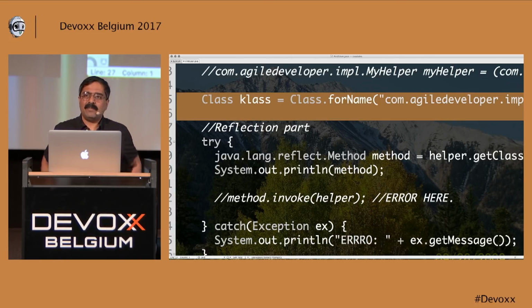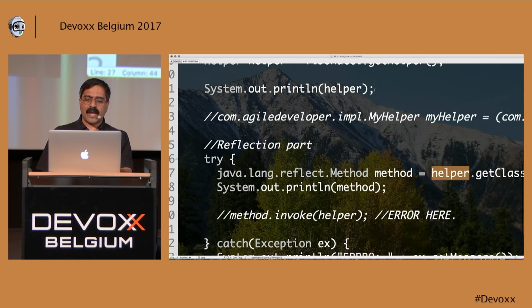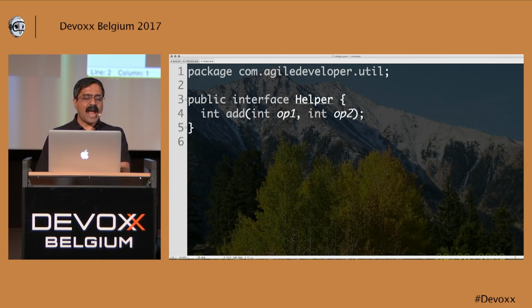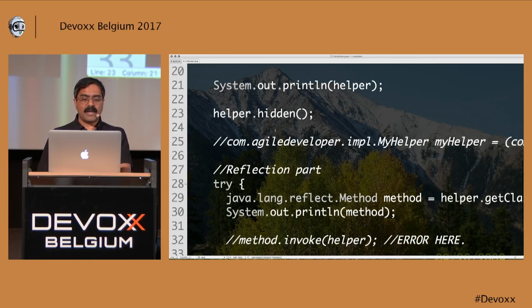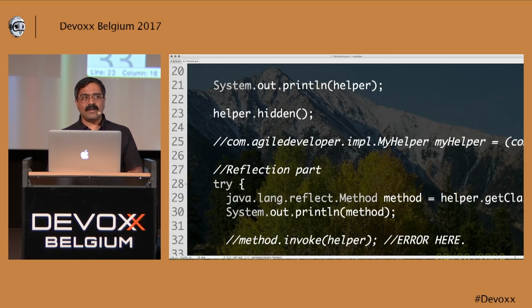If I cannot use it by the name, how do I call the methods on it, right? Here's an idea. I have this thing called Helper, so why don't I say helper.hidden? Well, not so fast. The interface Helper has an add method. It is implemented by MyHelper. I can call add because add is visible through the interface. The implementation is going to run it. But hidden is not visible through the interface. The code won't even compile now, right? Because the code doesn't know what hidden is on the Helper.